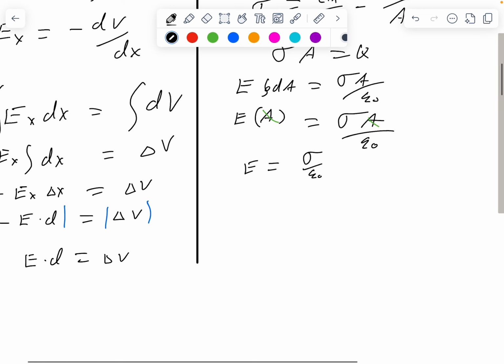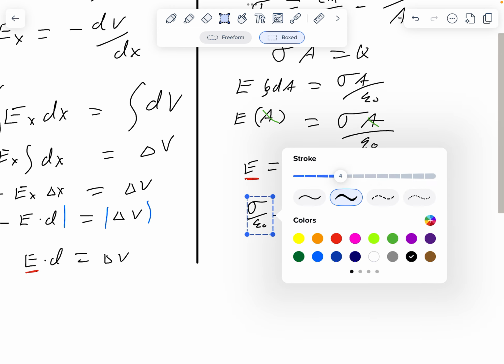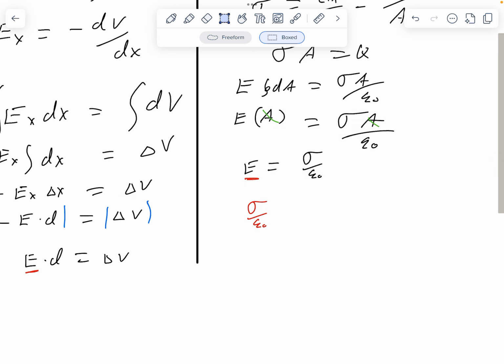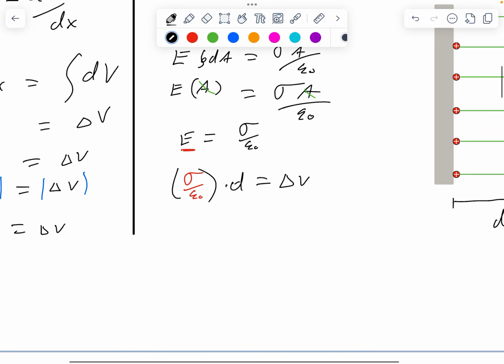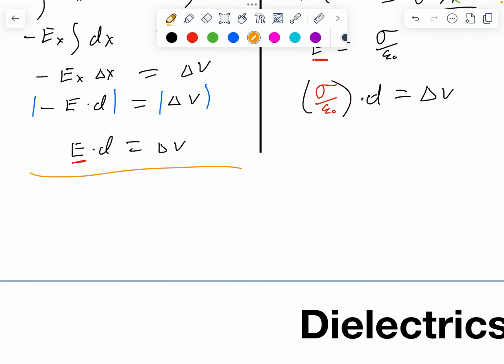So then what can I do with that? I now have two relationships that have E in them, so I'm going to put those two things together. I'm going to take this sigma over epsilon naught, in red to make it show up, and plug it into this, ED is equal to delta V. So multiply by D, and we get delta V.